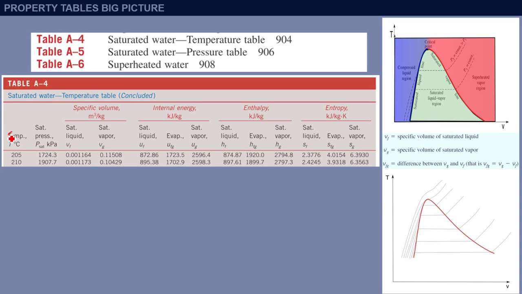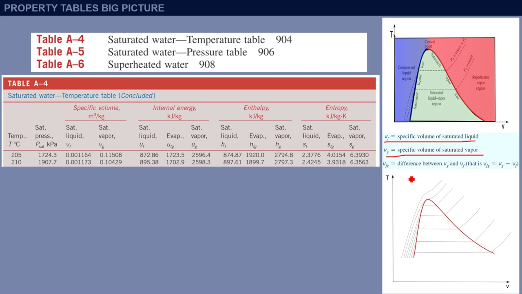This table lists temperature on the left hand side, and for each temperature listed, you are given the saturation pressure, and also you are given 4 other properties: specific volume, internal energy, enthalpy, and entropy. For specific volume, as you can see, there are 2 specific volumes listed: Vf, which is saturated liquid specific volume, and Vg for saturated vapor specific volume.